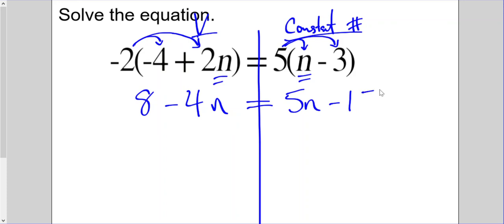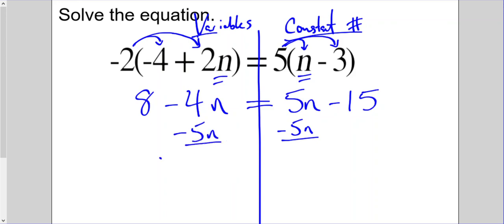So I want to somehow get my variables to combine to my left side. That means I need to cancel out any variables I see on my right side. So I want to cancel out this 5n. Sometimes you might think to divide by 5 to cancel this out, because that's multiplication. But I don't want to just cancel out the 5. I want to cancel out the 5n, the entire term. And I'm going to do that by using the exact opposite sign. This is a positive 5n. I'm going to subtract 5n from both sides.